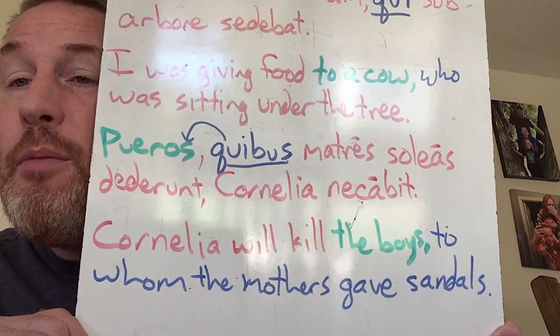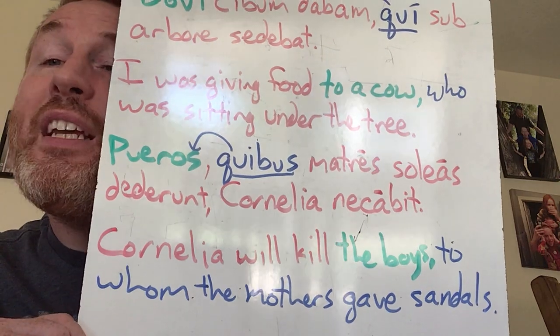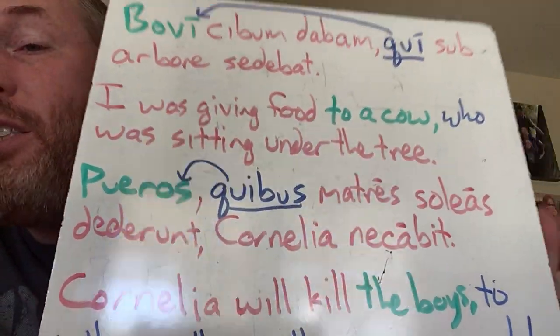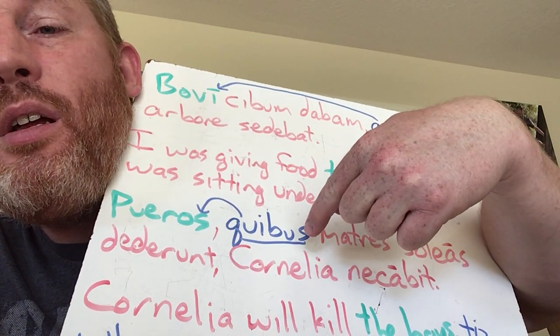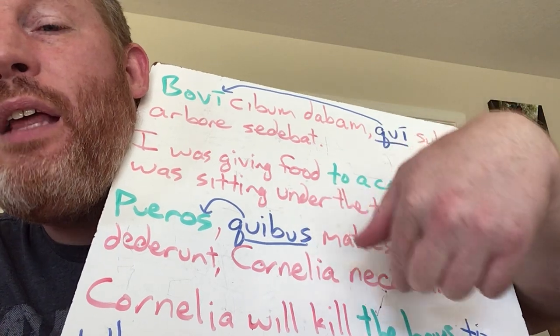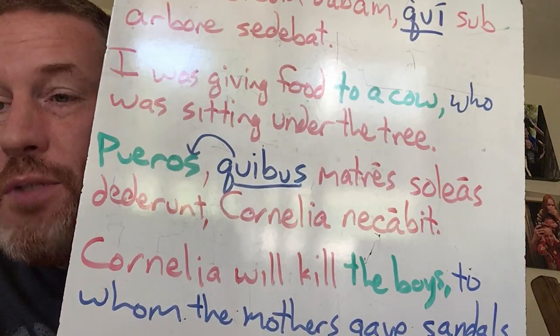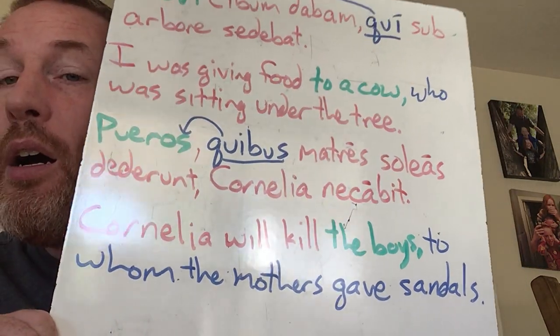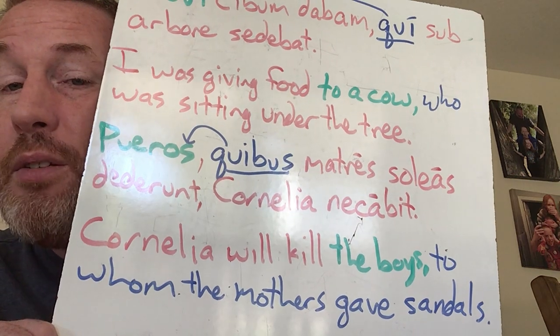Now the boys, what kind of boys? The boys to whom the mothers gave sandals. So to whom is an indirect object. So it does match. Your pronoun matches your antecedent in number and gender, but not in case. The case is determined by its function in this clause. So the boys to whom the mothers gave sandals, that would be dative. Cornelia will kill them, right? So Cornelia will kill the boys to whom the mothers gave sandals.